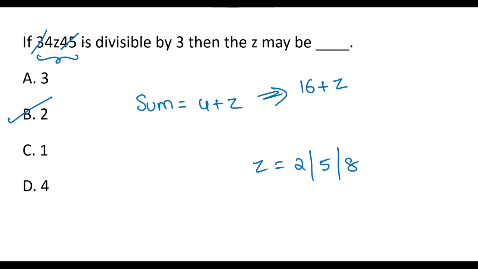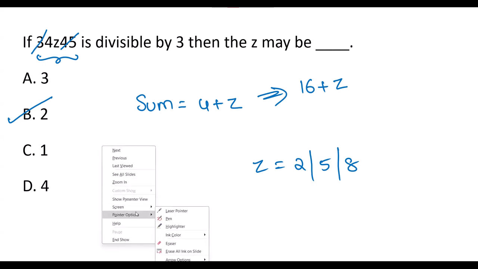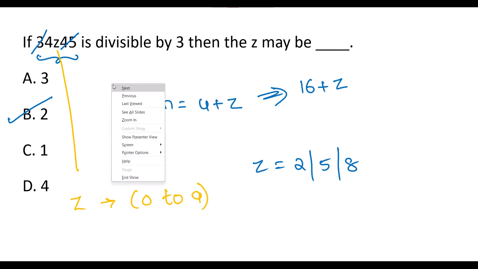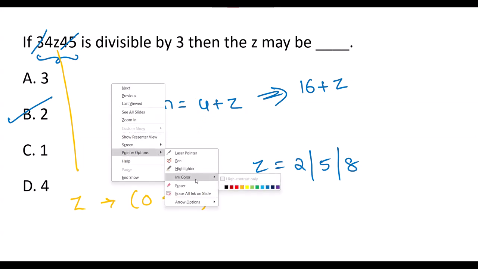Options are not there, options are given. Okay, but still the problem is it is in the hundreds place. In a 5-digit number, z is in the hundreds place. Z must be from 0 to 9. Don't go for z value 11 also. Z value 11, 16 plus 11, 27, divisible by 3. Here z value 11, 4 plus 11, 15, divisible by 3. But it's not allowed because it's a digit. Hundreds place 0 to 9 only.